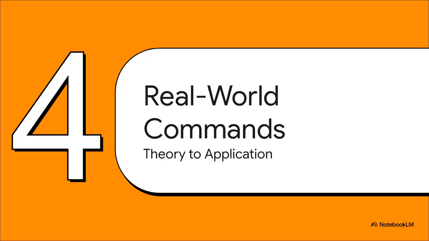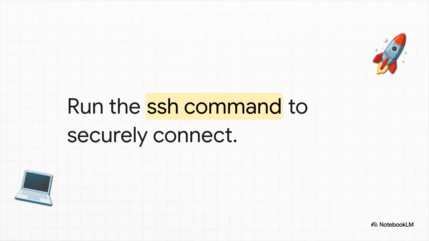Let's transition to Section 4, real-world SSH commands. Let's take this from theory straight to application. To actually kick this off on your terminal, you simply type the command ssh. You follow that with your username, an @ symbol, and then the IP address or domain of the target machine. So for example, ssh user@192.168.1.10. It's beautifully logical. You are just specifying who you are and exactly where the system is located.